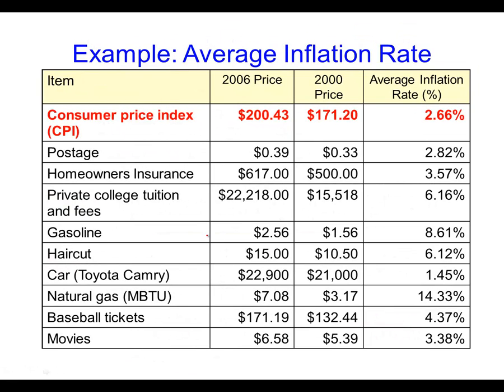The table in this slide provides an example of specific products' average inflation rate. So if you take the first row, assuming that we have the postage with a price of 39 cents in 2006, while its price was 33 cents in 2000, what's the average inflation rate for that specific product? Using the formula, the price of the earlier year multiplied by 1 plus f to the power n is equal to the price in a later year.